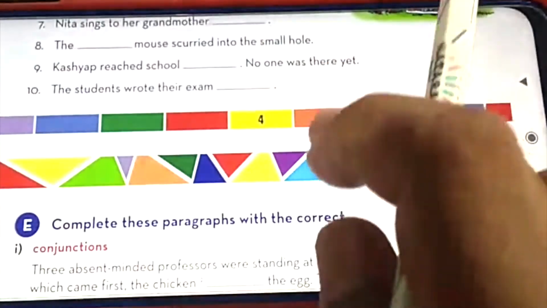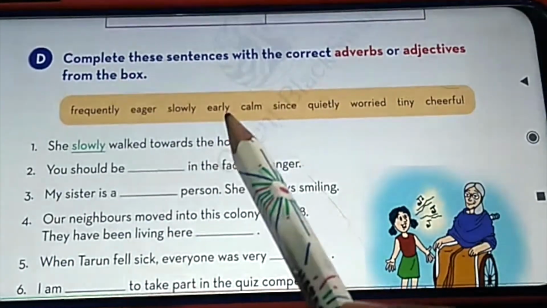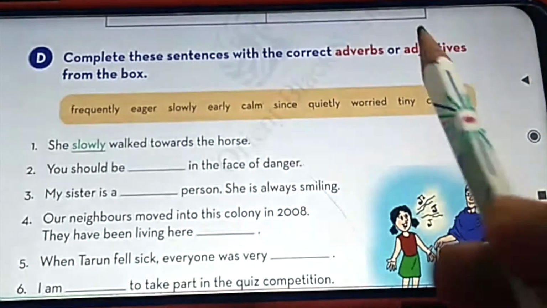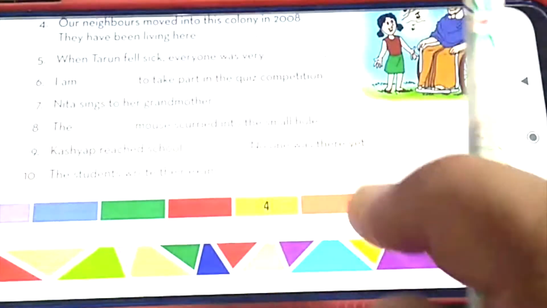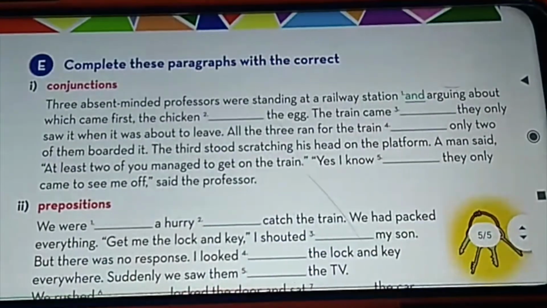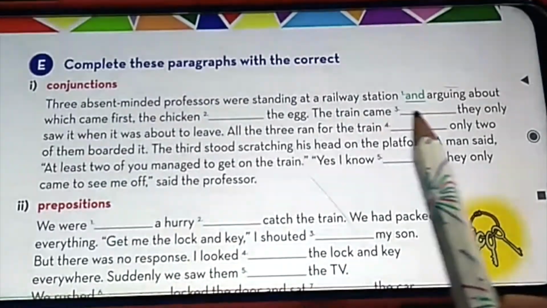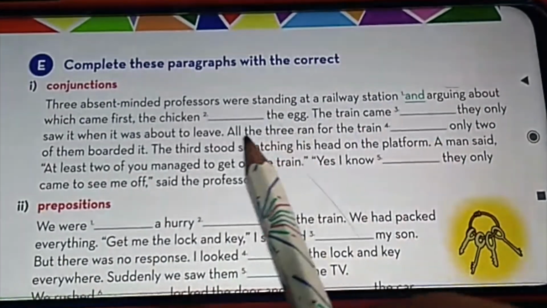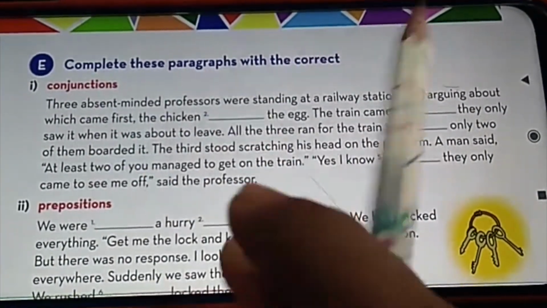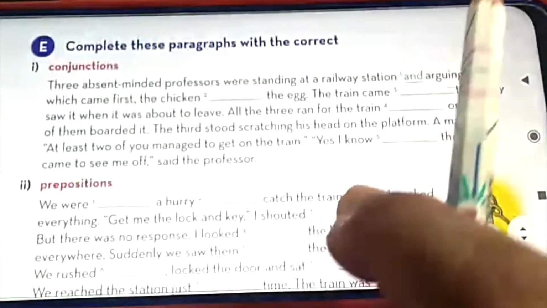So this is finished. Students, in the fill in the blanks, adverbs and adjectives, you have to pick from the box and write in the right place. So these are all about fill in the blanks. Now this is complete the paragraph with the correct conjunction. You have to put the right conjunction, and the second one is preposition. We will see this conjunction and preposition in our next video.